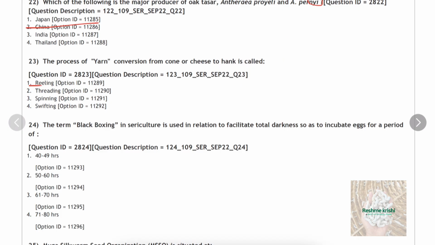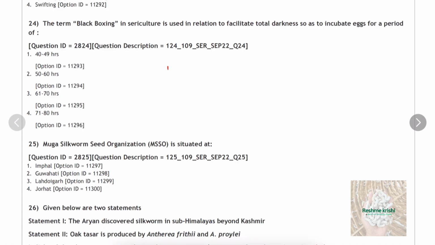The process of yarn conversion from the cone or chase to the hank is called reeling, right? The term black boxing in sericulture is related to the pinhead stage, right? Pinhead stage, which is ideally 2 days prior, in hours, 40 to 48 hours.